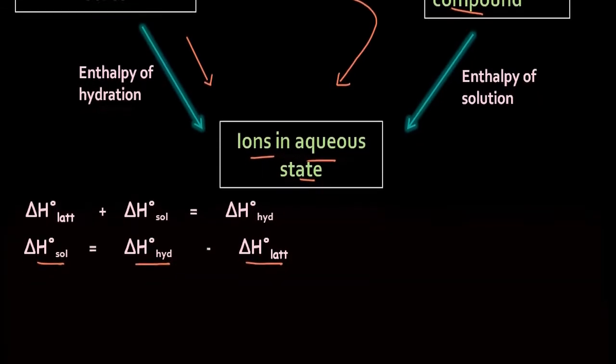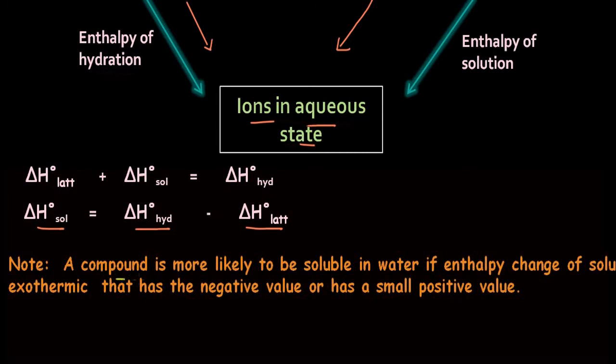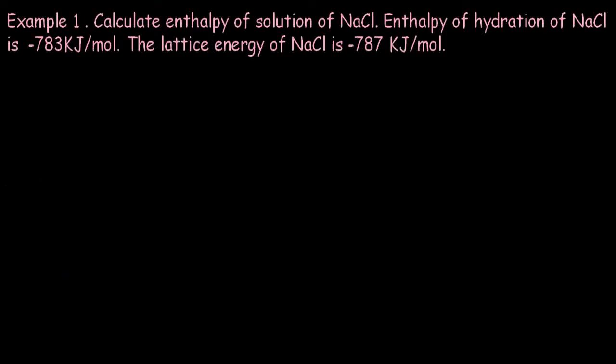Here we again need to note one more thing: a compound is more likely to be soluble in water if the enthalpy change of solution is exothermic, that is, it has a negative value or a smaller positive value. So we can understand that the bigger the negative value, the more soluble the compound will be. Now let's solve an example based on enthalpy of solution and solve a numerical.